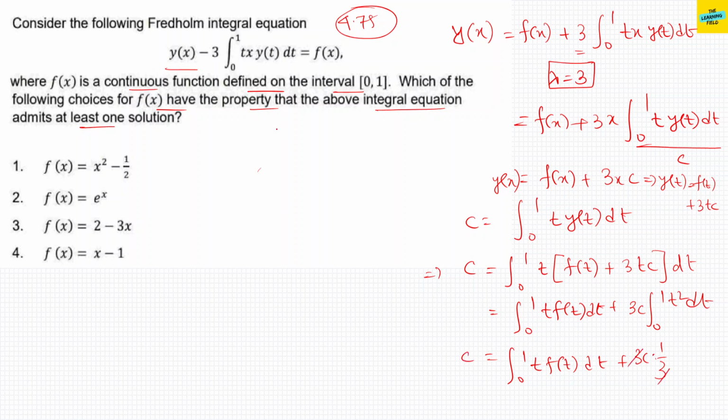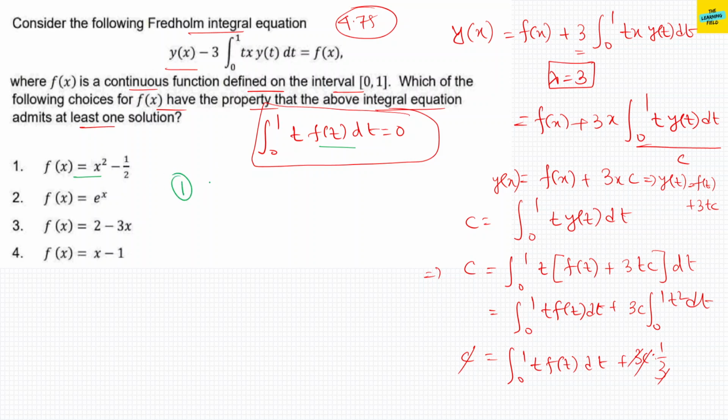Now if c equals 0, then we again get the trivial solution, and we have to find at least one solution, or the integral equation may have more than one solution. So c vanishes from both sides, and there is no dependency on c. Now we get ∫₀¹ t f(t) dt = 0. Now choose the options. If we take f as option 1 and it satisfies this, then we say the integral equation has at least one solution.